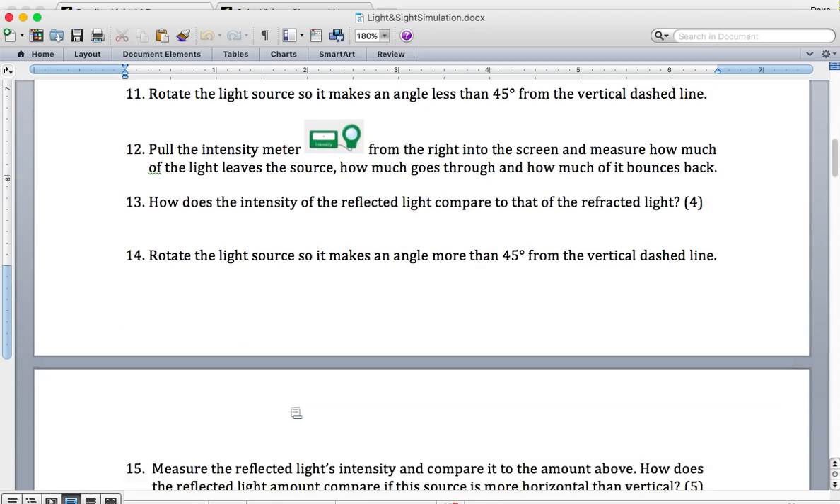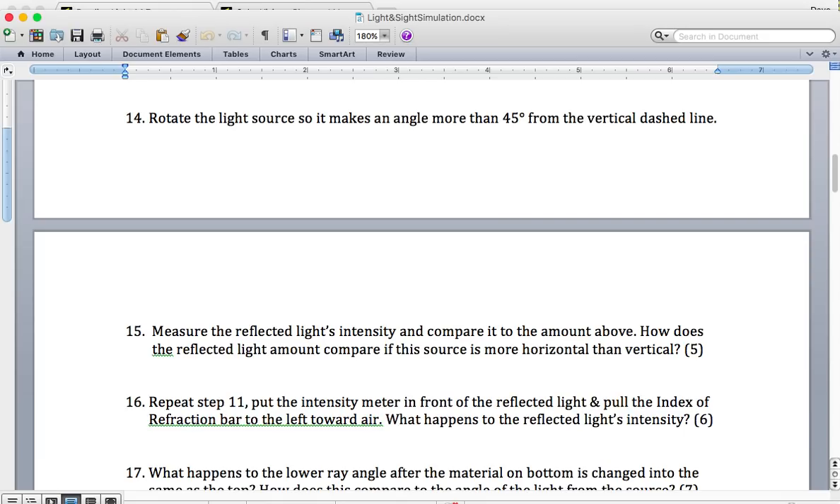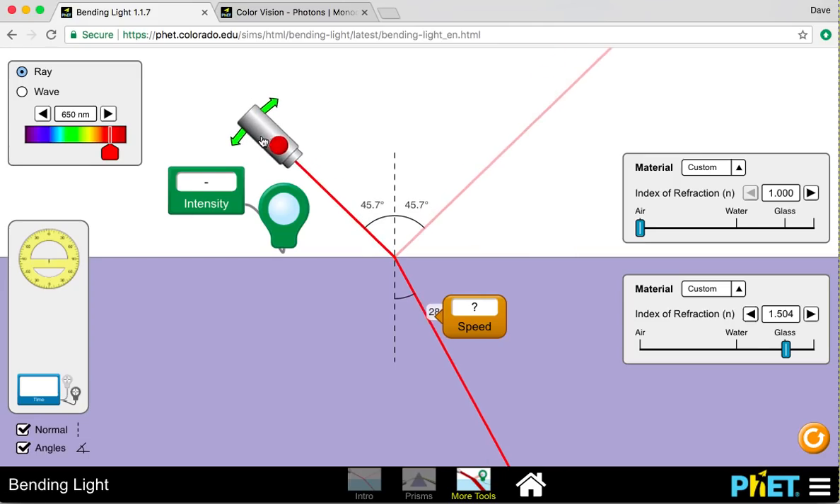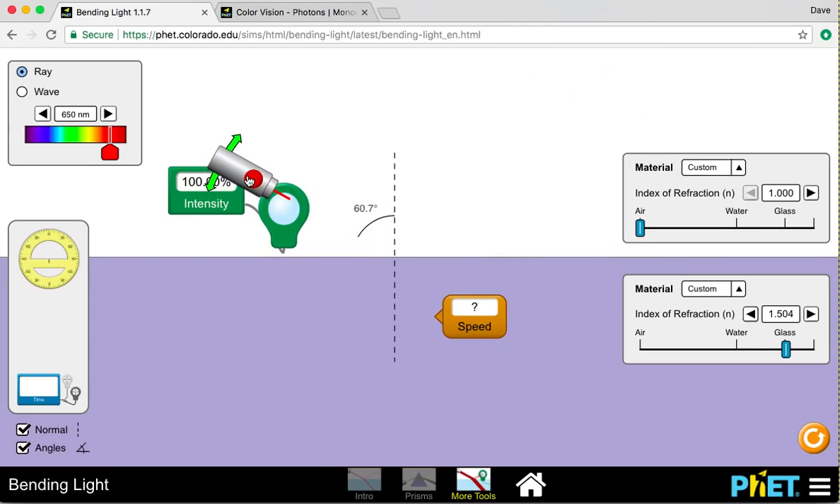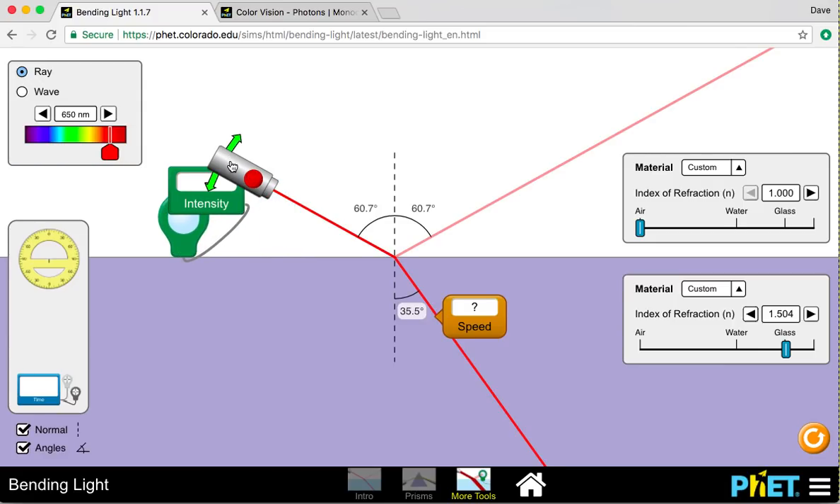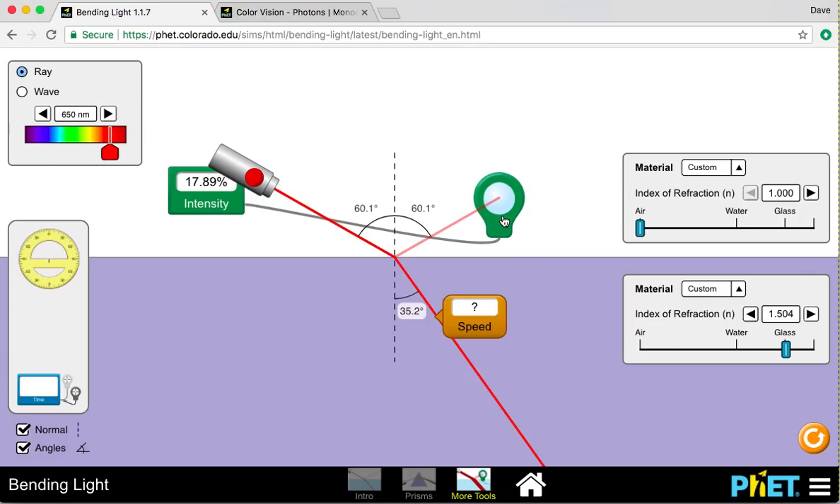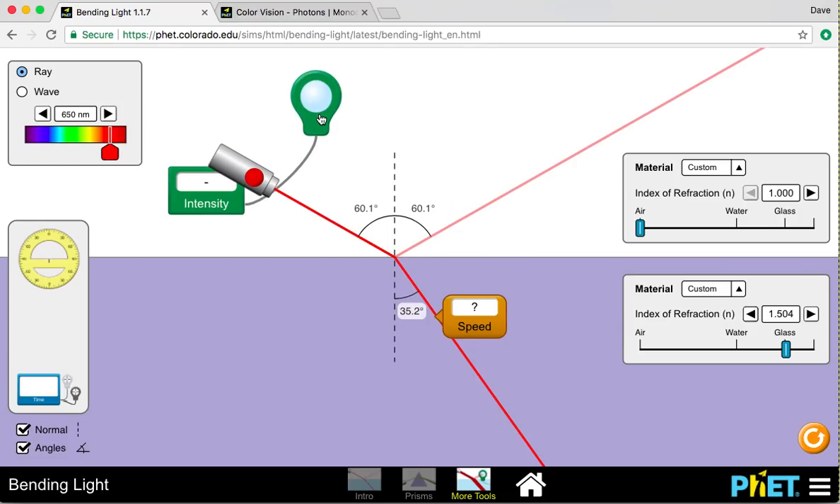So now we need to rotate the light source so that it makes more than a 45-degree angle. So let's bring it to 60. Good enough. Alright, so now 82% of the light is being refracted and 17% is being reflected.